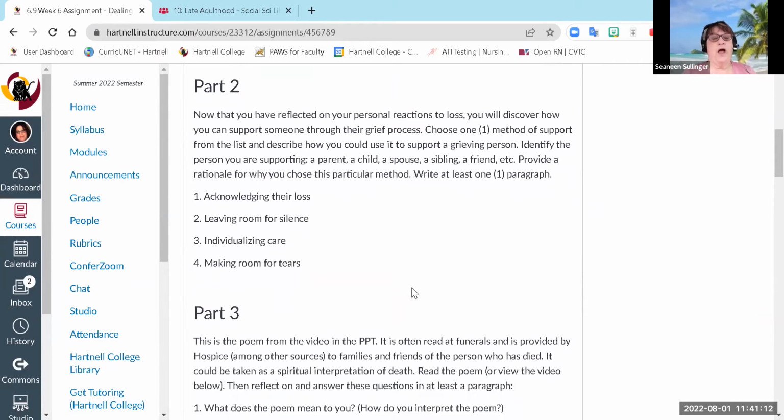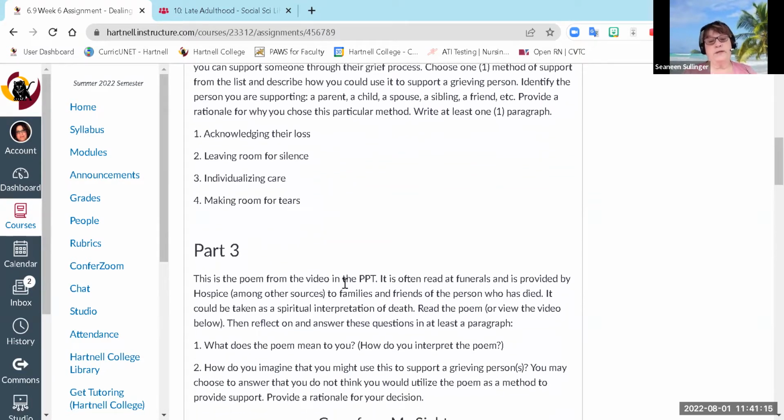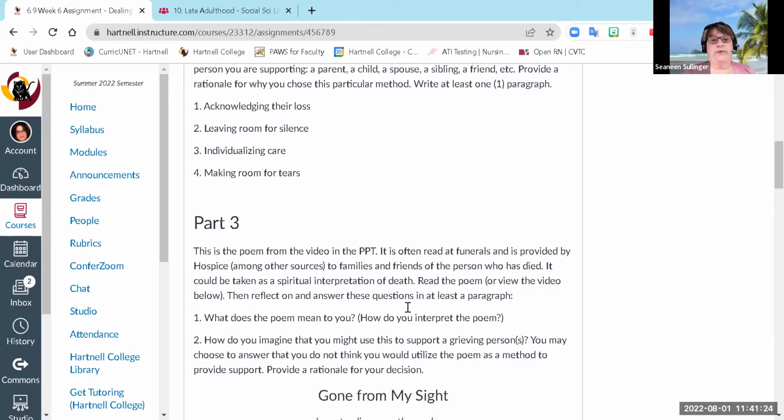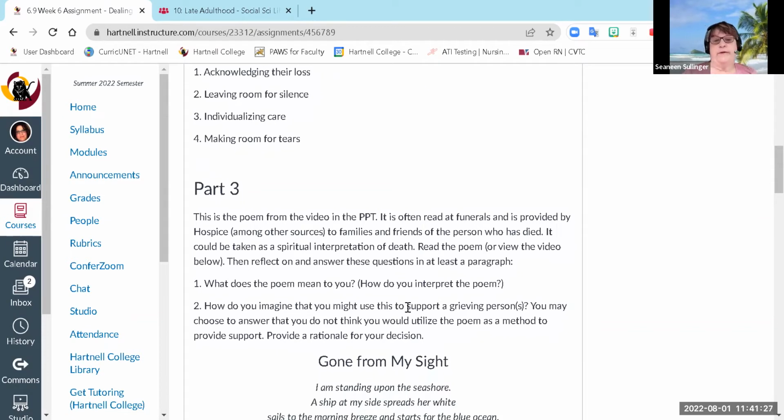So that's a paragraph. And then part 3, this is the poem. It is also in the PowerPoint at the end of the grief PowerPoint. Hospice provides it. And it talks about people who have experienced the death of a loved one, family member. And then reflect on and answer the questions in at least a paragraph. Understand that everybody experiences poetry and art in different ways. Some people may not understand the poem, and that's okay. Just do your best. Some people may be really moved by the poem. There may be just 1 or 2 lines that speak to you, and that's okay too.